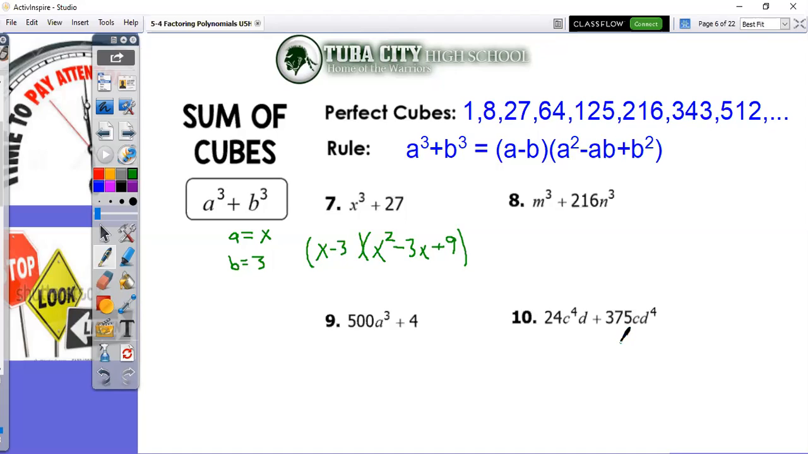On to number 8. Let's check for cube numbers. So m cubed is a cube number, and 216 is a cube number. Since it's on the list, we're able to count it out. 1, 2, 3, 4, 5, 6. So in this case, b is 6. Our b value is 6, and this term is also paired with it, so it has to go with it. That would be 6n. A was a pretty easy one, that's why I didn't really bother with the A.